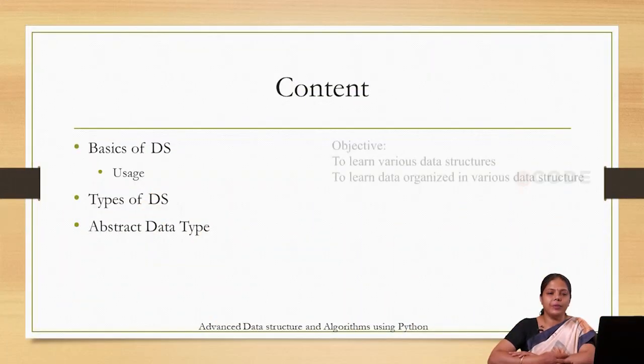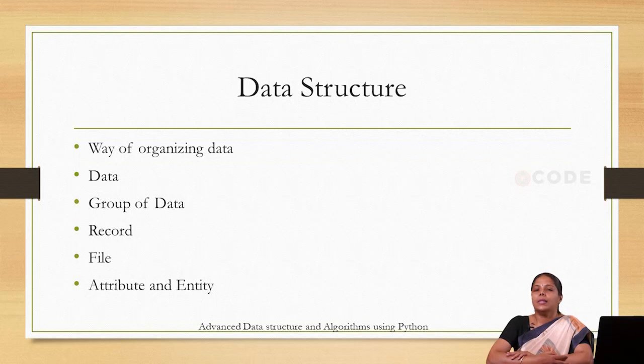So on the whole, we are going to learn about the basics of data structure and why we need it, and what are the types of data structures available, and abstract of it. So the data is information, data structure is the way of organizing that, I have said in many places. There are different ways of organizing the data.